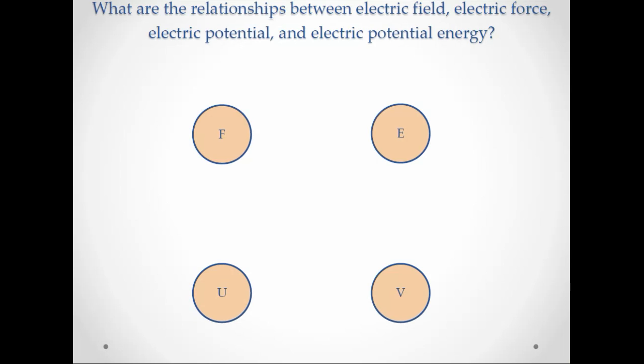And so what we're going to do is draw out every relationship between these four and see how similar they are. So starting at the top, we notice that if we have a point charge, the force on the point charge is just Q times E, where E is the electric field. And similarly at the bottom, if we have a point charge, the change in potential energy is equal to Q times the change in voltage.